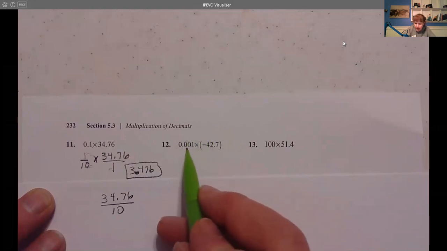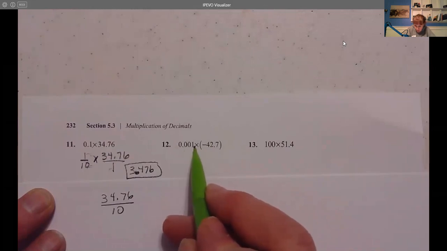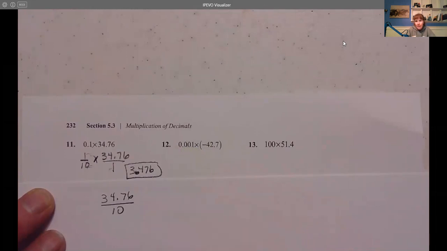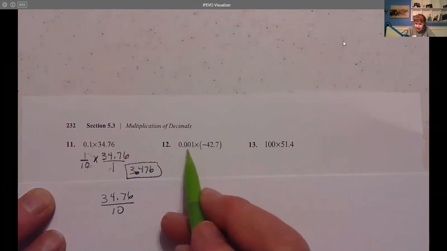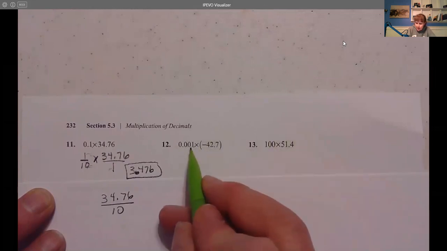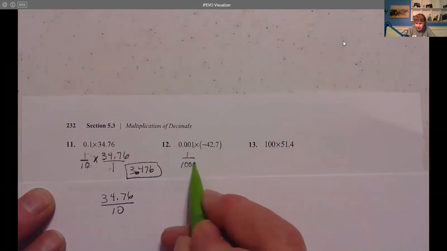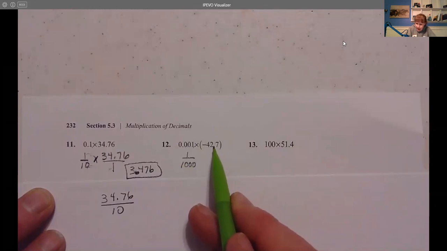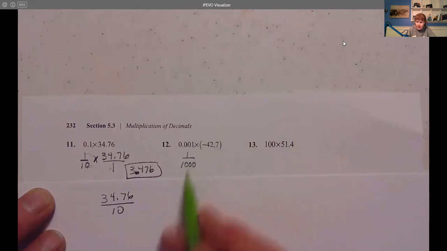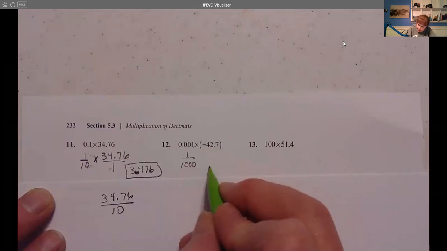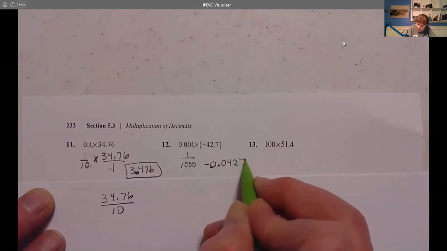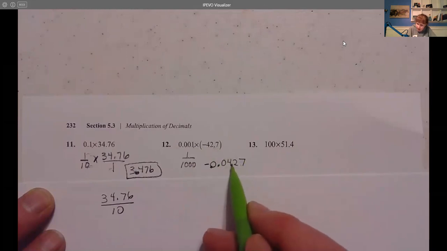Another way to look at that is starting here at the end, 1, 2, 3. That's how many times you'll move it to the left because you want that decimal right there. So this is tenths, hundredths, thousandths, which means you'll move this to the left 3 times because there's 3 zeros in 1,000th. So this would be a negative 0.0427. So I took it here, 1, 2, 3.